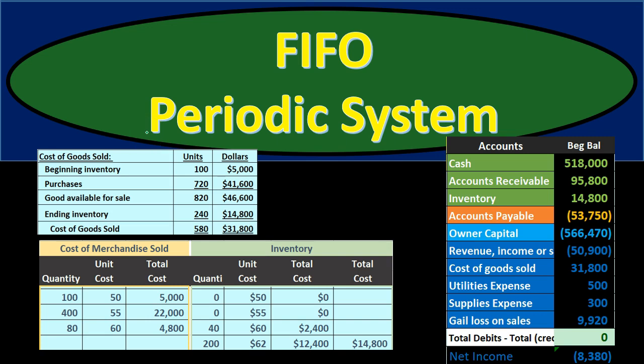perpetual system. As we go through this, we want to keep that in mind all the time, that being that we are using first in, first out as opposed to some other systems, last in, first out, for example, or average cost. And we're doing so using a periodic system rather than a perpetual system.